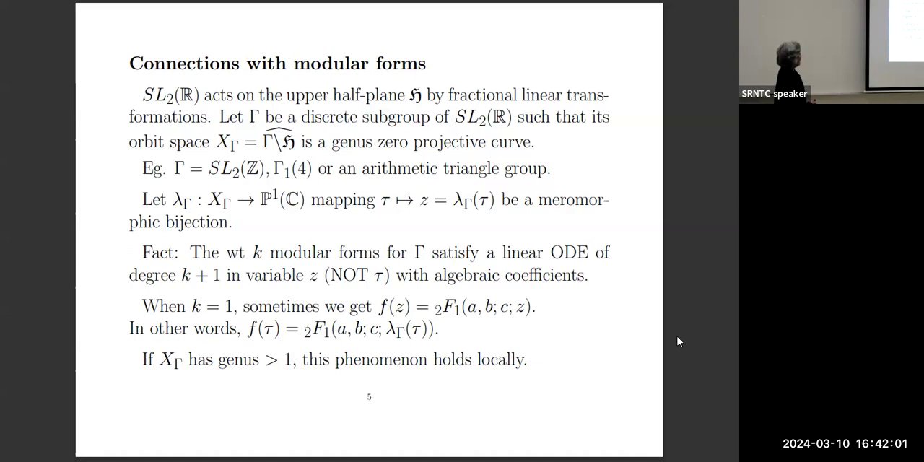And when the weight k is equal to 1, sometimes we can recover a modular form from the 2F1 function. Namely, if you replace z by lambda of tau, then you get a function on the upper half plane, and that function is a weight 1 form. If the modular curve has genus greater than 0, then we cannot do this globally, but we can still do this parameterization locally.